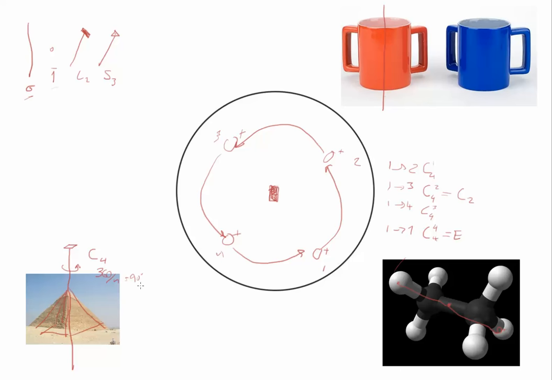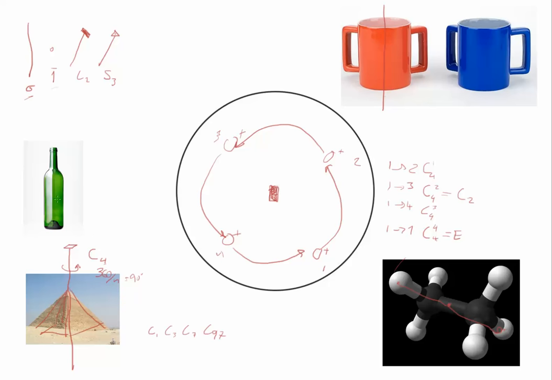So the thing to be aware of with proper rotation axes is that in point groups, we are not limited by the value of n in this equation. So I could have C1, C3, C7, C97. And there's no intrinsic limit on the number of rotations per 360 degrees, or the number of steps per 360 degrees in a point group.